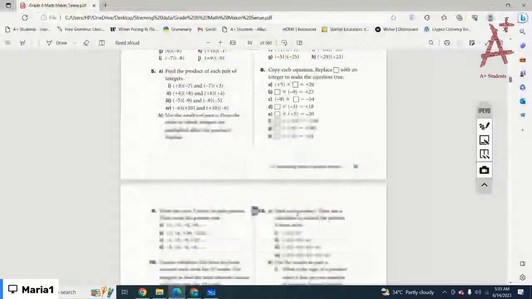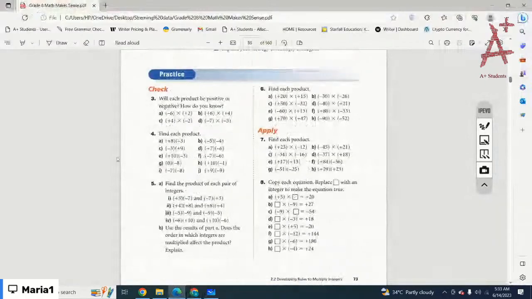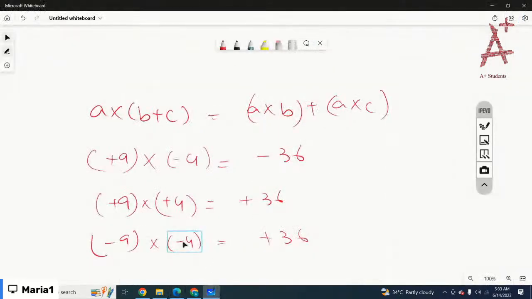Okay, let's start with the practice questions. Let's start with the first one. Will each product be positive or negative? You just have to see if the product is positive or negative. Just look at A, negative 6 times positive 2.